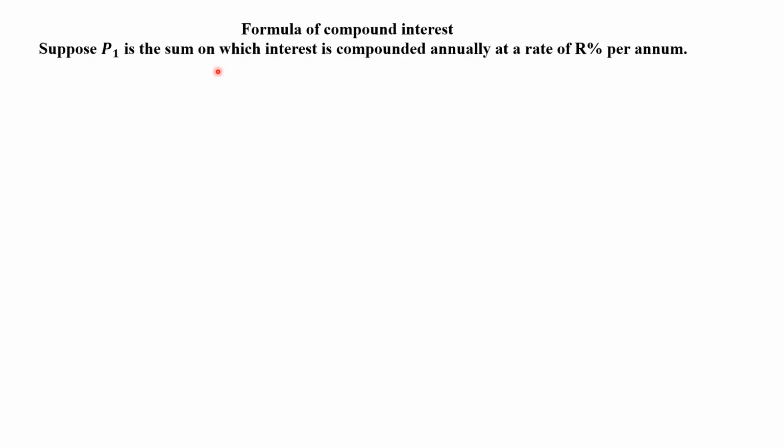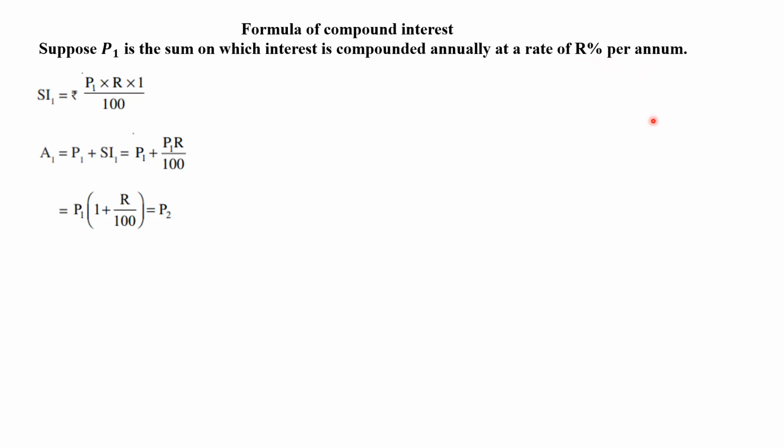So we'll see the formula of compound interest. Suppose P1 is the sum on which interest is compounded annually at a rate of R% per annum. So from here, simple interest for the first year will be P1 into R into 1 by 100. Here I have taken the first year, so time is 1 year, rate is R%, principal is P1. So my amount will become P1 plus the simple interest for the first year, which is P1 plus P1 R by 100. And here you can see P1 is common, so when you take P1 common, it will become P1 times 1 plus R by 100.